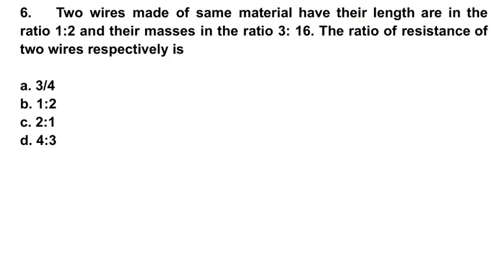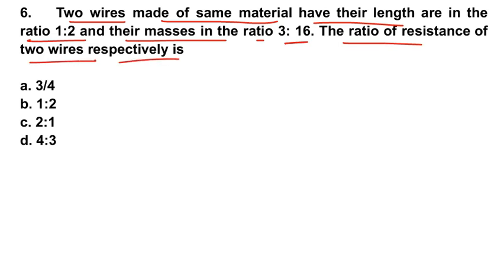Next question. Two wires made of the same material have their lengths in the ratio 1:2 and their masses in the ratio 3:16. The ratio of resistances of the two wires respectively is? And what is the given data here?